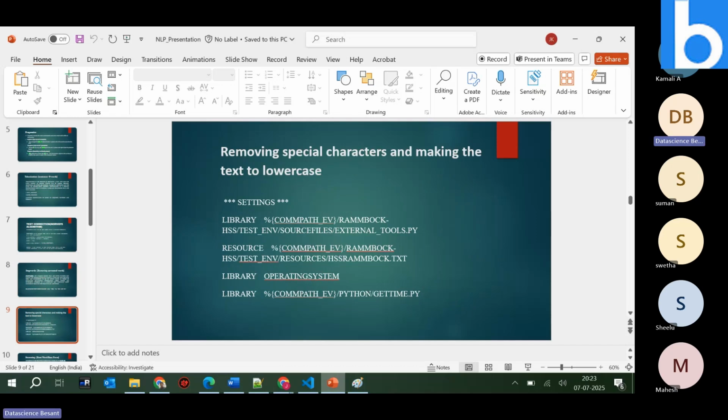Removing special characters and making the text lowercase. We have to convert the text either from lowercase to uppercase or uppercase to lowercase, making all the text one case.